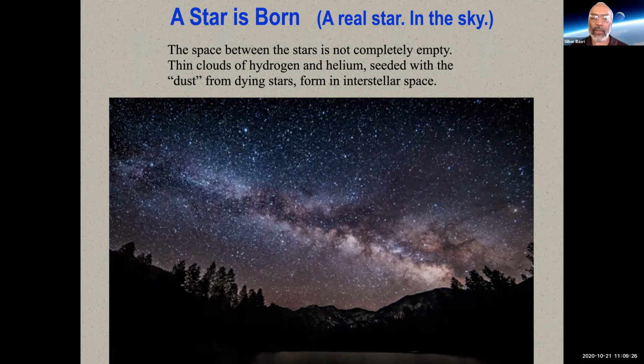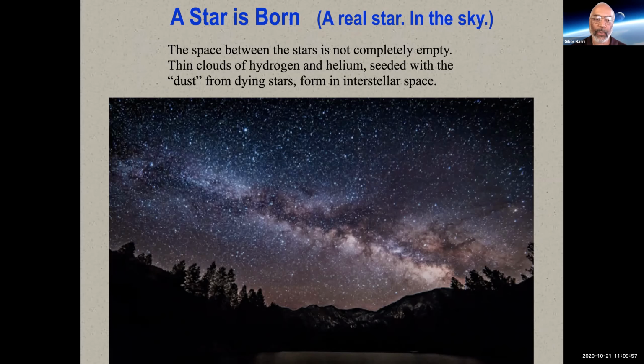So the space between the stars isn't actually completely empty. There are very thin clouds, and by thin I mean much better than a laboratory vacuum. They're extremely thin, but they're also seeded with what we call dust, which comes from dying stars, and stars puff this dust out near the end of their life, and it ends up in interstellar space, and sometimes collects into these clouds. And those are where stars are formed.